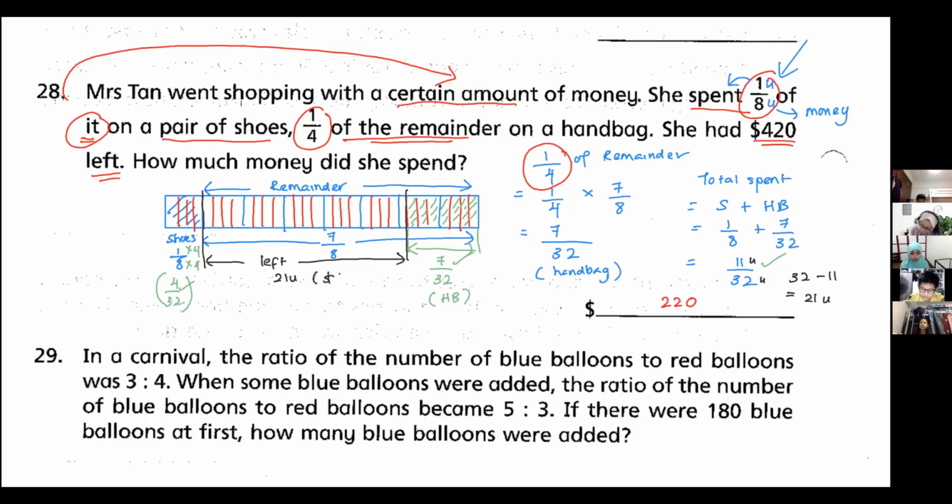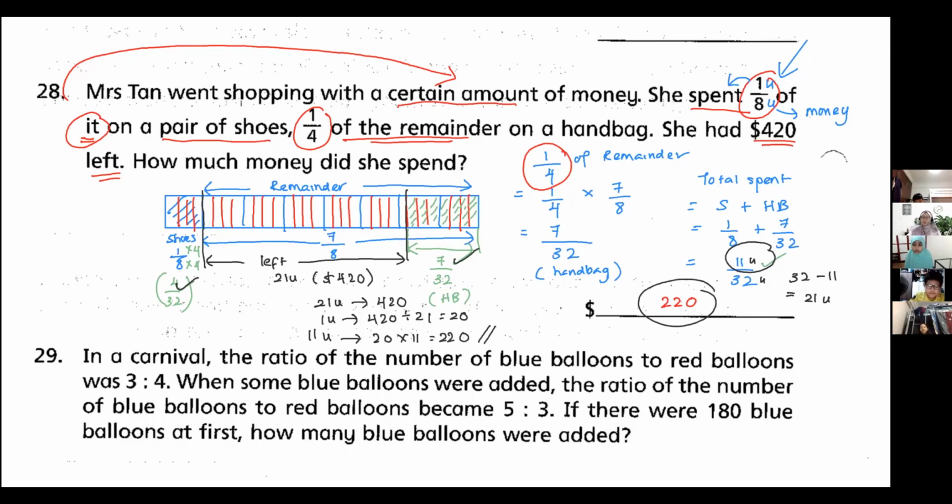And this is 420. So 21 units is 420. Then 1 unit is 420 divided by 21, you get 20. I want to know how much money she spent. She spent 11 units, or you can just look at this plus this. That's 11 units. 20 times 11 equals 220. Answer: 220.